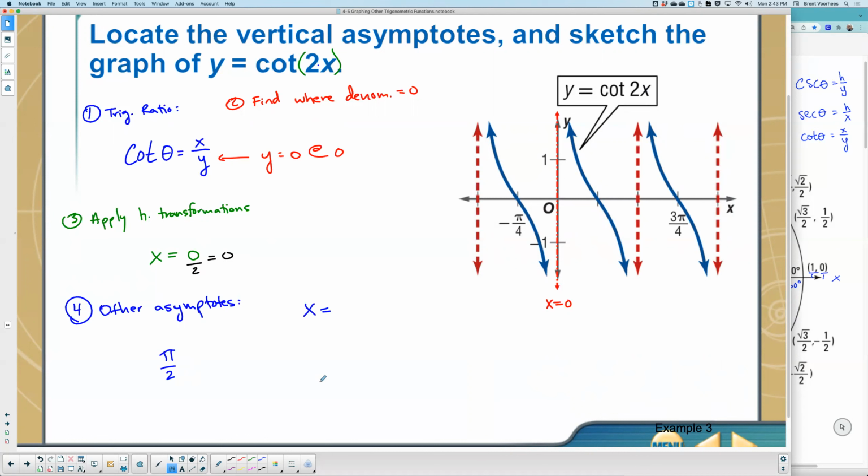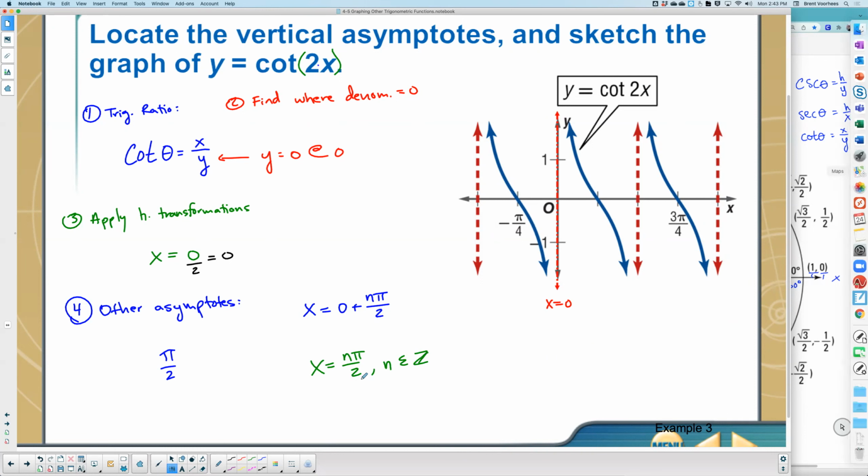Again, this will have one extra step. So I'm going to say 0 plus n pi over 2. But if you're ever adding by 0, do you actually have to put the 0? No. So we'll just write our answer this time as n pi over 2, where n is an integer. That's your answer right there.